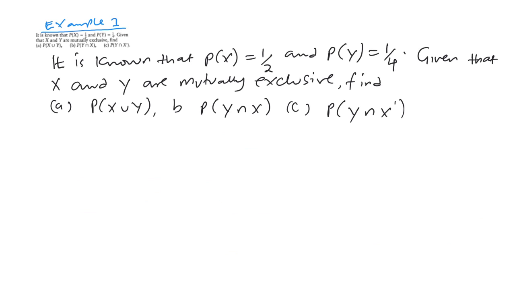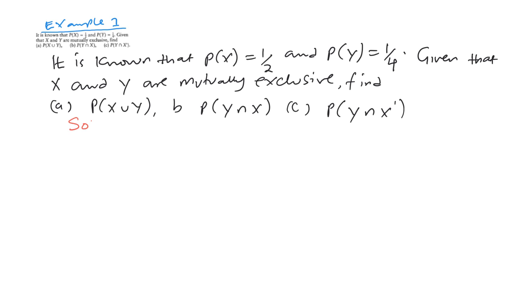All right, let's look at this example. It is still a printed example, but because the print is so small on my screen, when you watch, you'll not see it so well. So I've decided to rewrite it. It is known that the probability of X equals a half and the probability of Y equals a quarter. Given that X and Y are mutually exclusive events, first they want us to find the probability of X union Y.